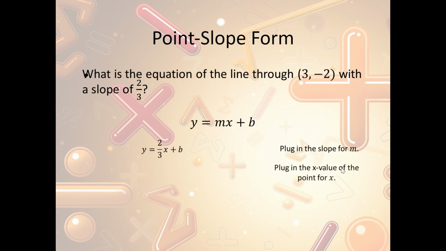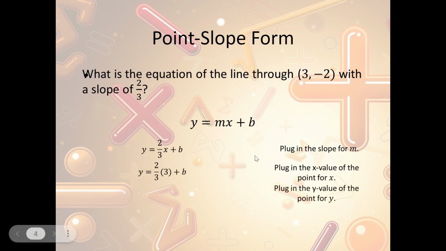Then we'll plug in the x value of the point we know. Well, the x value is 3, so we plug that in for x. And then we plug in the y value for y, which in this case is -2, so we plug that in for y. And we get -2 is equal to 2/3 times 3 plus b. Now we can solve for b.